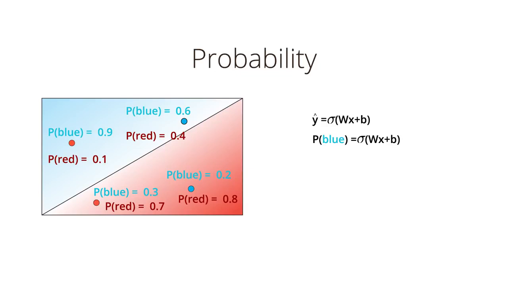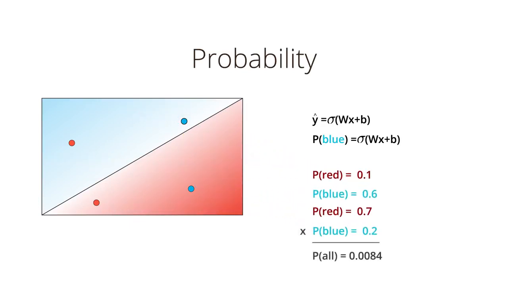Now what we want to do is calculate the probability that the 4 points are of the colors that they actually are. This means the probability that the 2 red points are red and that the 2 blue points are blue. Now if we assume that the colors of the points are independent events, then the probability for the whole arrangement is the product of the probabilities of the 4 points. This is equal to 0.1 times 0.6 times 0.7 times 0.2, which is 0.0084. This is very small, it's less than 1%.